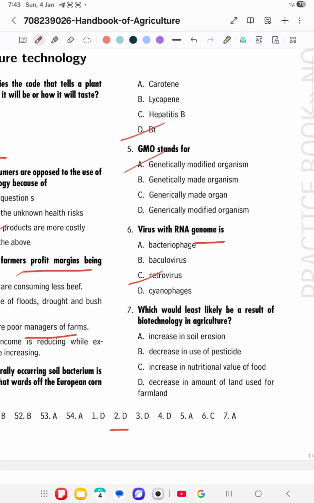What is the genetic material of baculovirus? According to the internet, baculovirus has double-stranded DNA. Cyanophage is also, I think, DNA. Yeah, cyanophages also have double-stranded DNA. Bacteriophages also have double-stranded DNA. Retrovirus is RNA, single-stranded.